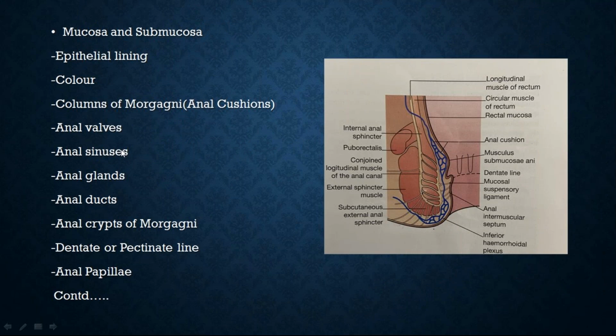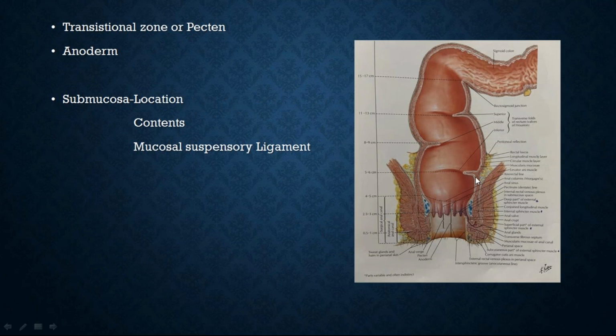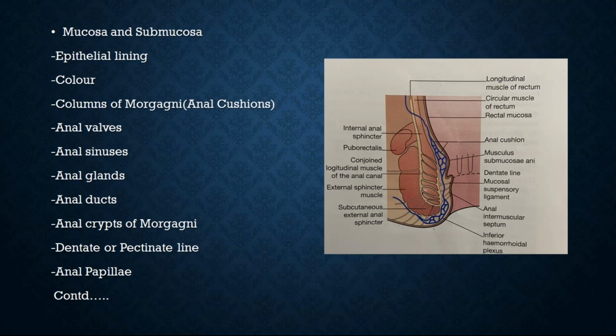So what are anal sinuses? Anal sinuses are the recesses or spaces just above the anal valves. Just above them you can see small pockets or recesses. Those are called anal sinuses. In the anal sinuses there are openings where the anal glands open through a duct. The small depressions formed by these ducts at the opening are called anal crypts, the anal crypts of Morgagni.